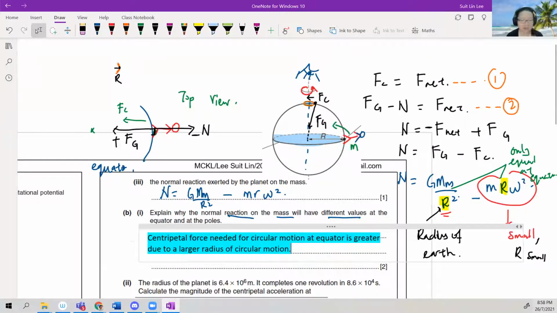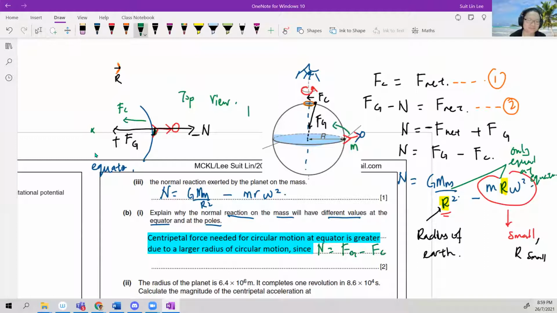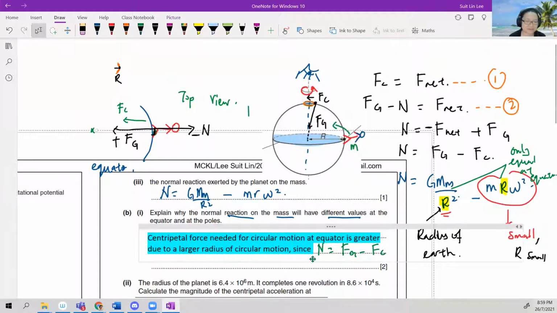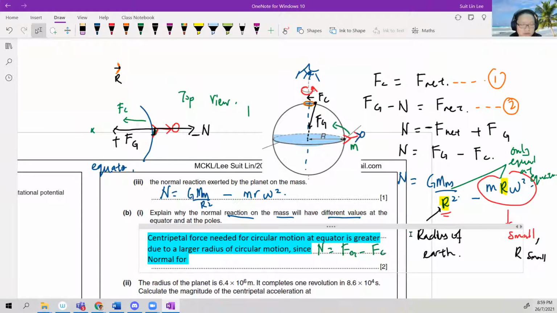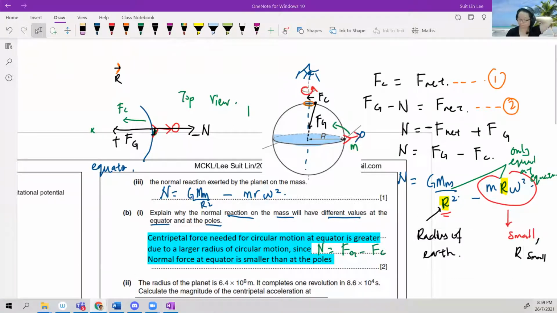And then you can say, since I write the equation, N is equal to gravitational force minus centripetal force, you can then follow up and say the normal force at the equator is smaller than at the poles. Okay.